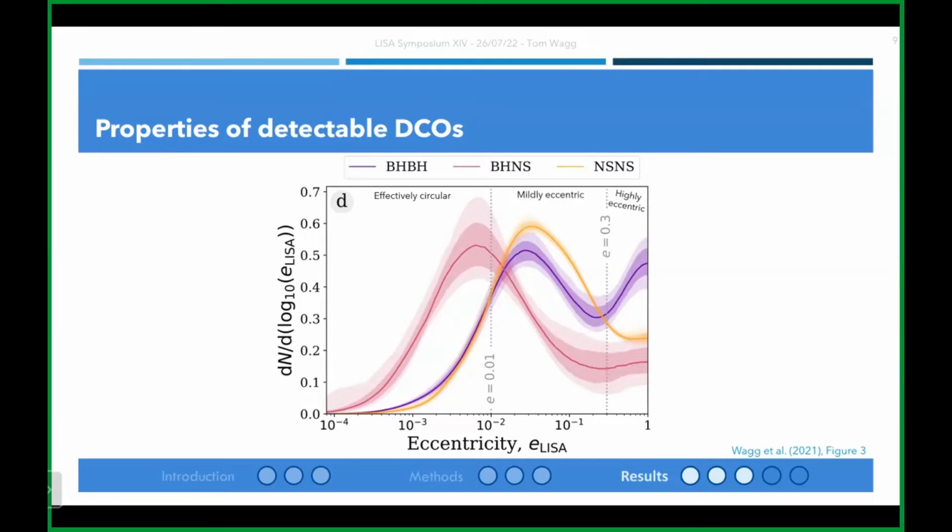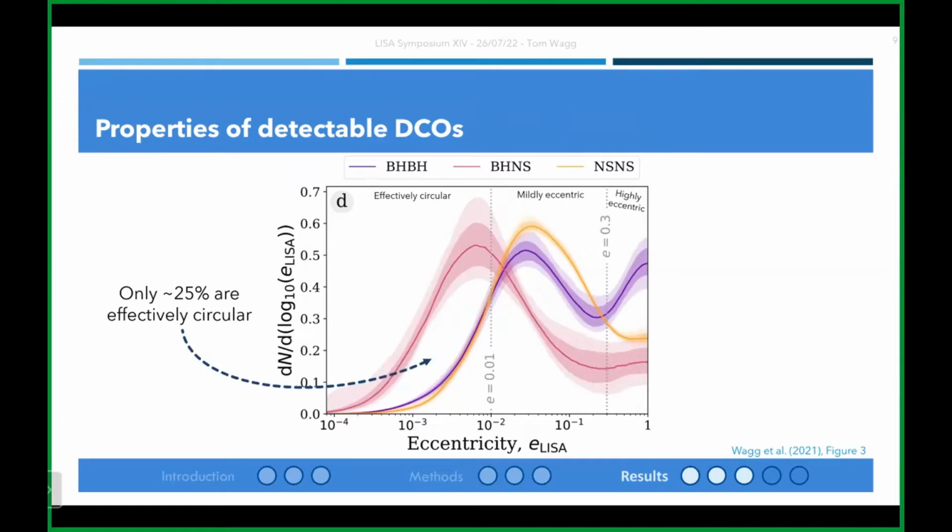But then between 0.01 and 0.3, I'm calling it mildly eccentric. It's a bit stronger then. You see some effect, it's detectable, but the effect isn't that strong. But in the highly eccentric systems, you're going to have the higher harmonics emit more strongly than the base harmonic, and also see them merge much more quickly. So those are the regions that I'm splitting them up into.